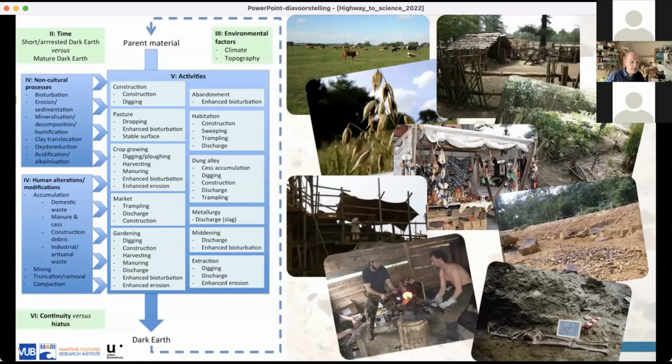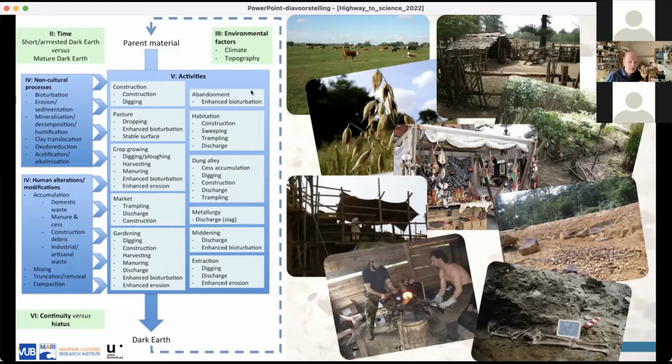On the other hand, you have human alterations, human modifications. Think about the accumulation of material. This can be domestic waste, this can be manure, cess, construction debris, industrial or artisanal waste. There's also the mixing of materials and truncation, removal, because people tend sometimes to dig pits, to move material from one place to another. And there can also be compaction because of trampling and so on and so forth.